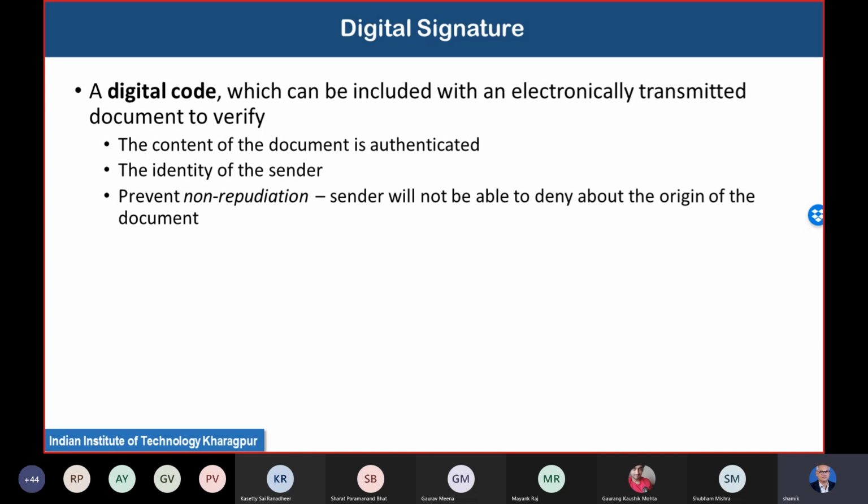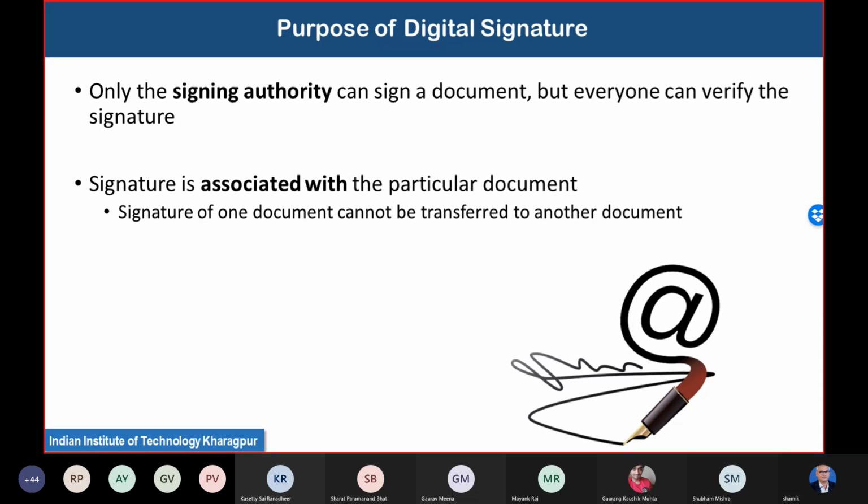The identity of the sender, the fact that this was sent by me, how would X really know? And finally, if X got that hello world message from me and could verify all that, later on I cannot deny that I had indeed sent that hello world message. That third property is called non-repudiation. That means the sender cannot deny the origin of the document. So these are the properties that we need a digital signature to satisfy. We'll see how this is done.